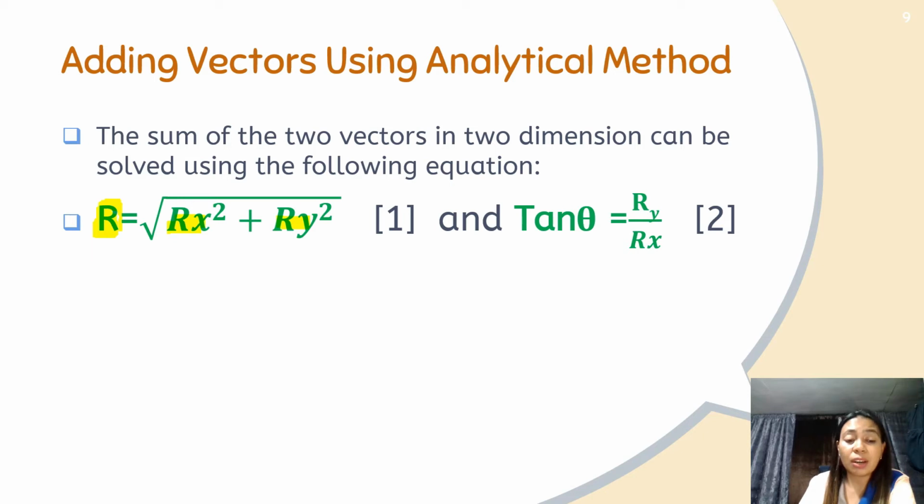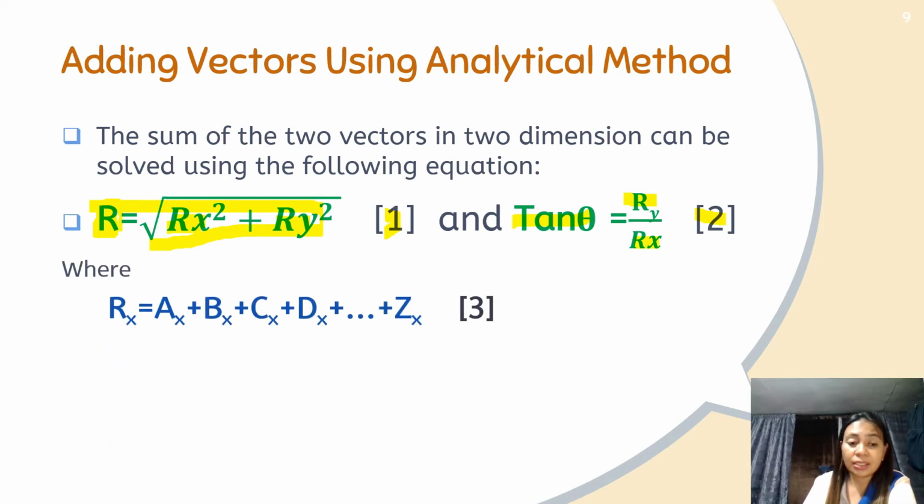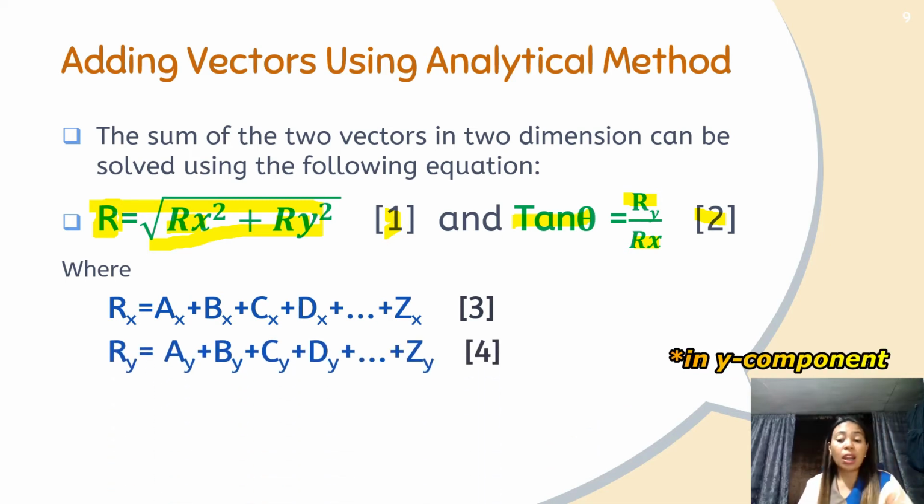So whatever is our answer here, we will put it here in our equation 1. This is our equation 1. Then we have here our equation 2 is for the direction, tangent theta, so it's Ry over Rx. Next, here your Rx is the sum of all your vectors in the x component, and your Ry is the sum of all the vectors in your y component.